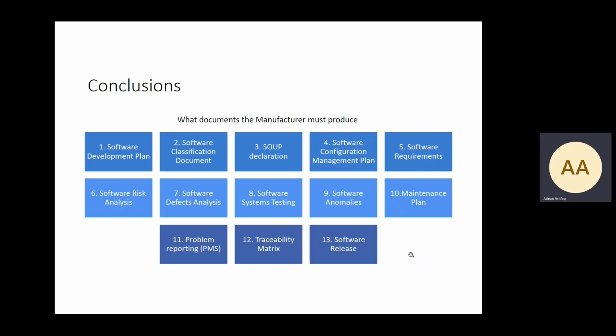So finally, I'm just going to conclude that the documents that the manufacturer should produce are the software development plan, software classification document, the SOUP declaration, the software configuration management plan, the software requirements, the software risk analysis, the software defects analysis, software systems testing, any software anomalies, a maintenance plan, problem reporting, traceability matrix, and software release.